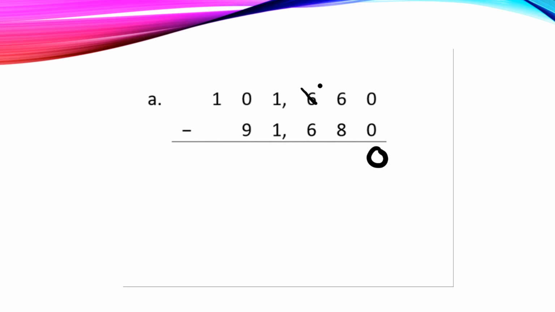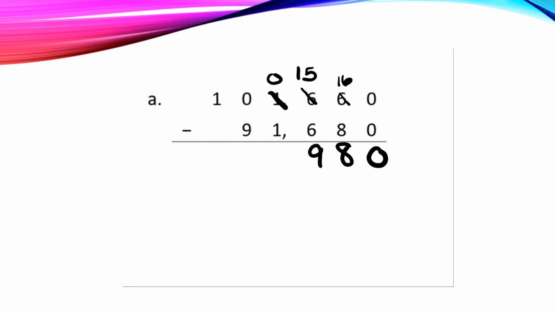So I'm going to borrow from the 6 and make this a 5. And then the 6 in the tens place becomes a 16. 16 minus 8 is 8. Now we have 5 minus 6, which I cannot do, so I have to unbundle again. The 1 becomes a 0, and the 5 becomes a 15. 15 minus 6 is 9.